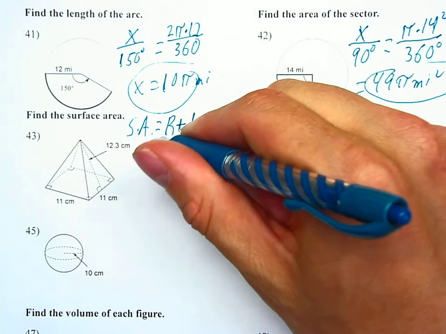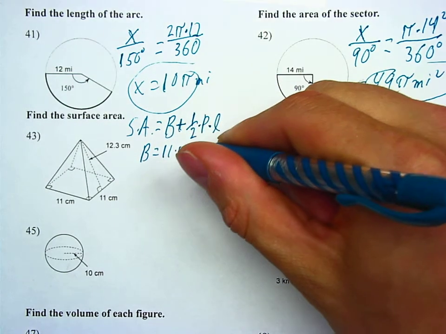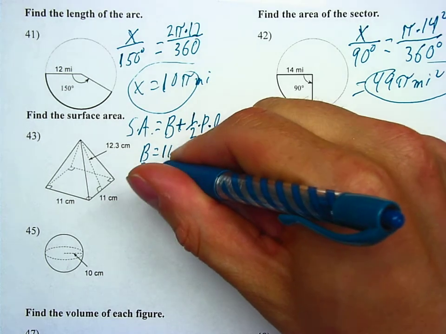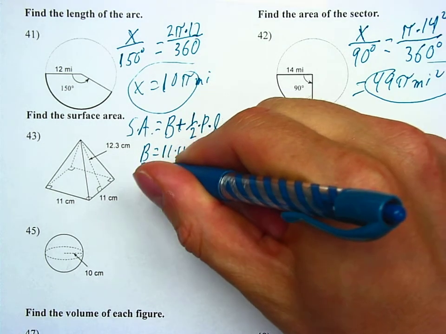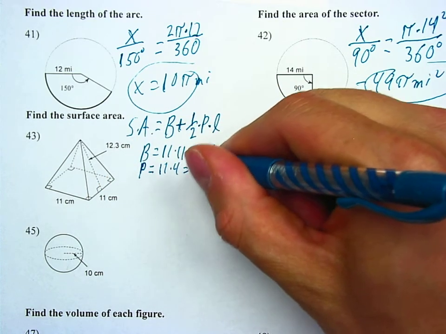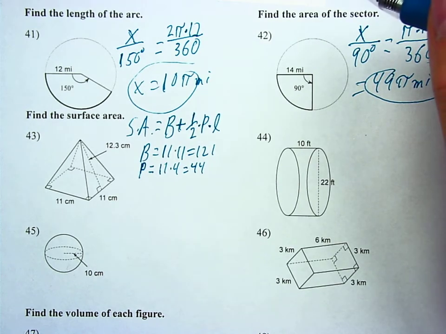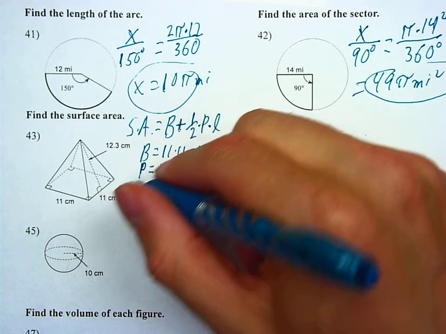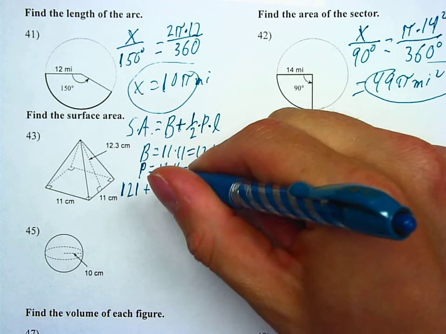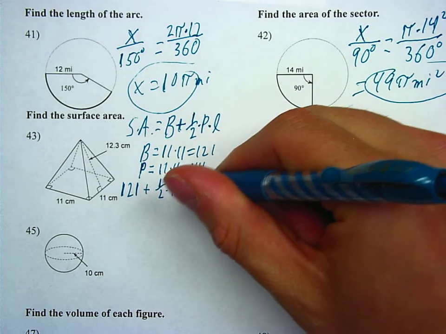So the base here is 11 by 11. It's a square pyramid, 121. The perimeter of the base, it's a square base. So again, it's got 11 for each of its sides, and there's 4 of them. 11 by 4, 44. And the slant height is clearly labeled as 12 3/10 of a centimeter. So what I have here is 121 plus half of 44 times 12 3/10.